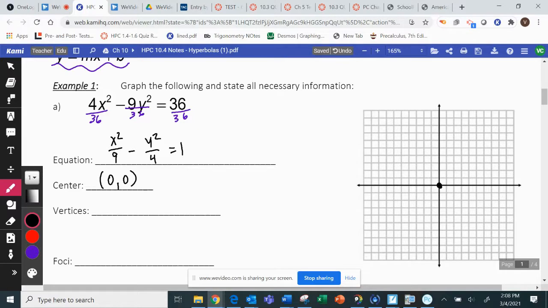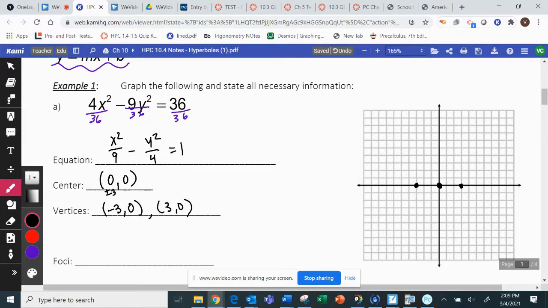Now there's only one set of vertices, and it's whatever comes first. Our x's come first, so we still do the plus or minus with the 9, or the square root of 9. Sorry, plus or minus 3. It's the x's, so I'm going to apply that to the x part of the center. I'm going to put my numbers from least to greatest, and I'm going to graph those. So those are the vertices with the center.